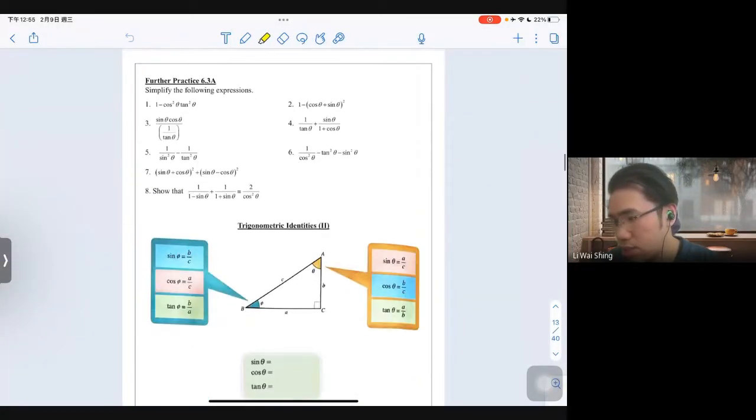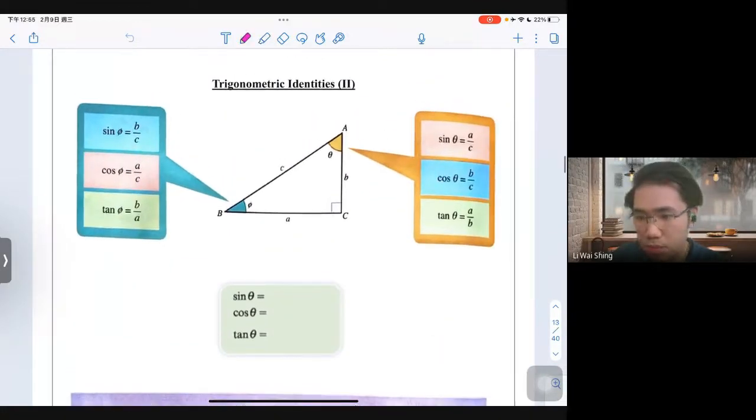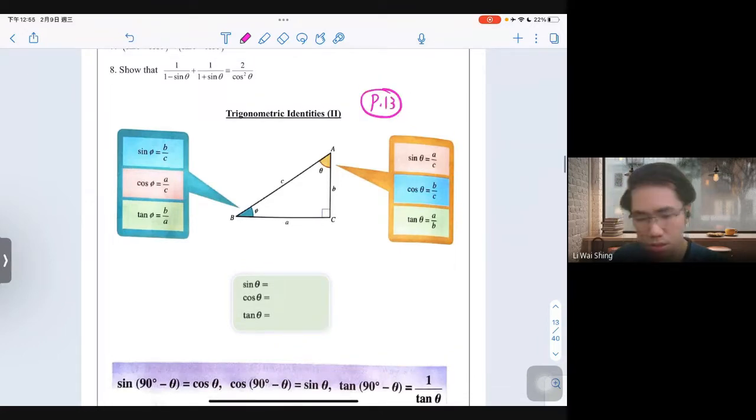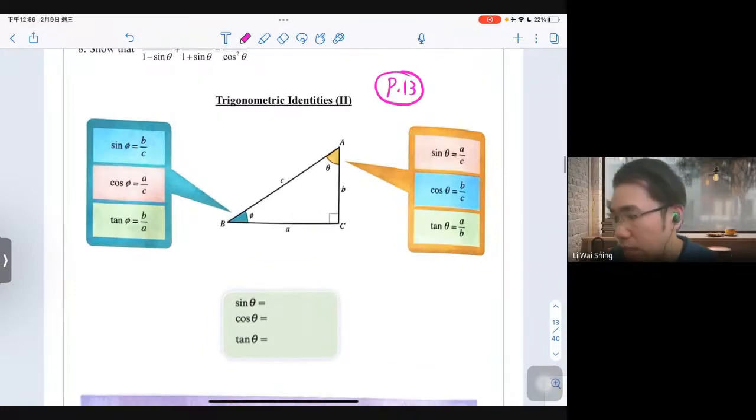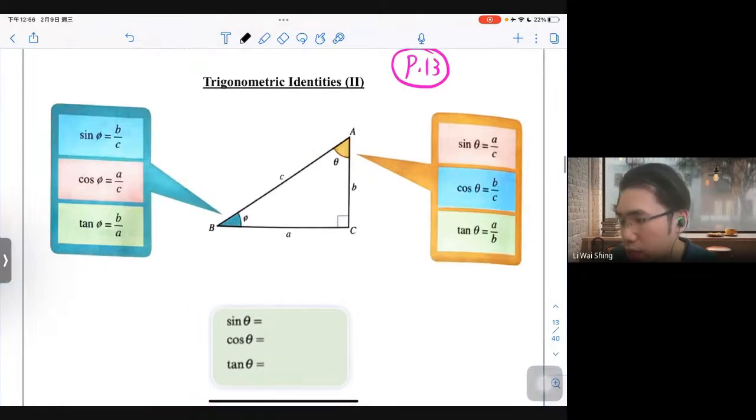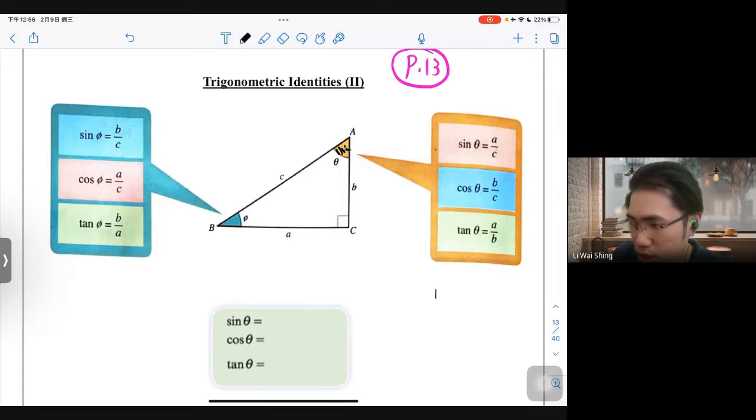All right, so today we will start with page 13 of your notes. Okay. So you can see I have a right angle triangle here. This one is theta, and the bottom angle is phi. This little character, this fishbowl, we call it phi.